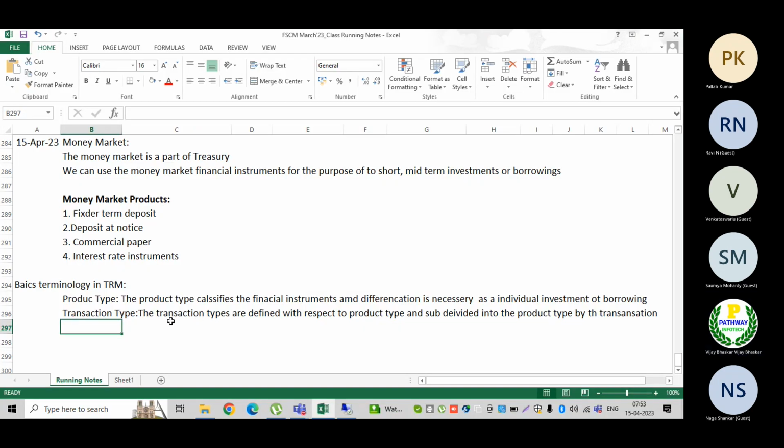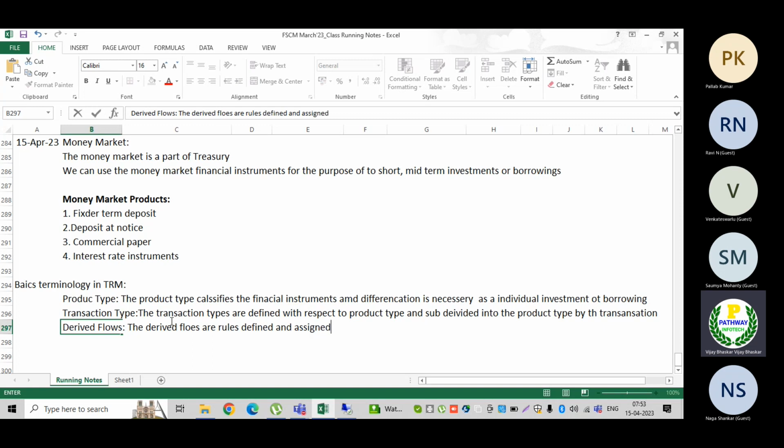Once the transaction type is done, the next one is derived flows. So what is meant by derived flows? The derived flows are rules defined and assigned that are automatically created.